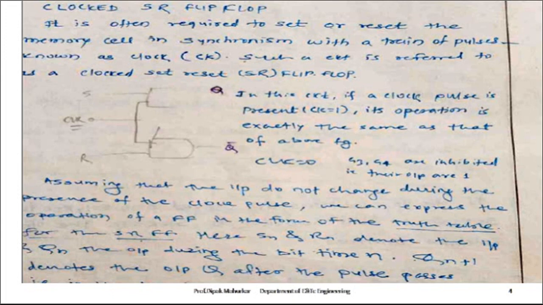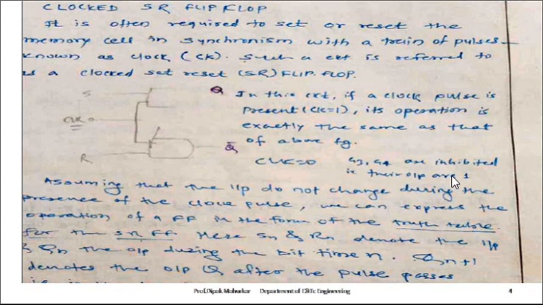It is often required to set or reset the memory cell in synchronism with a train of pulses known as a clock. Such a circuit is referred to as a clocked set-reset flip-flop. In this circuit, if the clock pulse is present, meaning clock is equal to 1, its operation is exactly the same as the above circuit. But if clock equals 0, in that case what will happen?